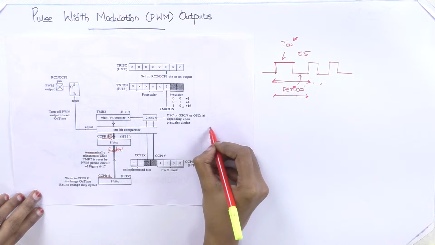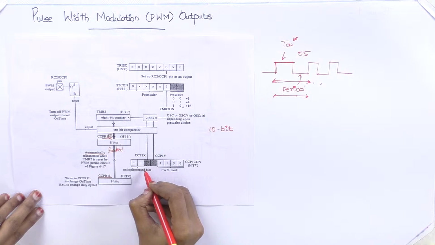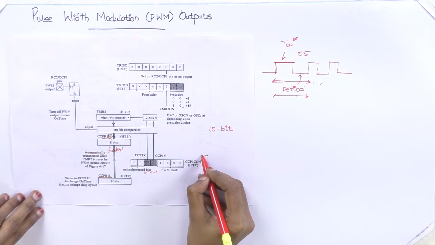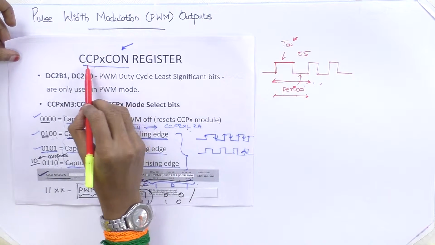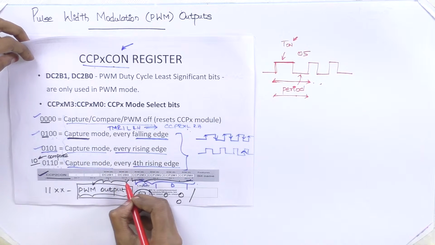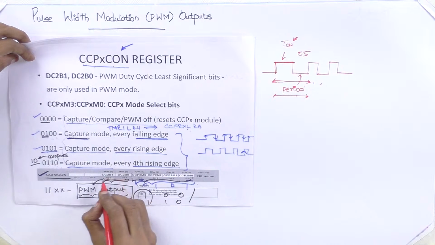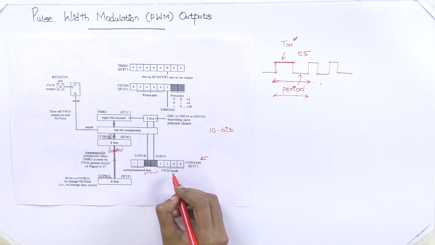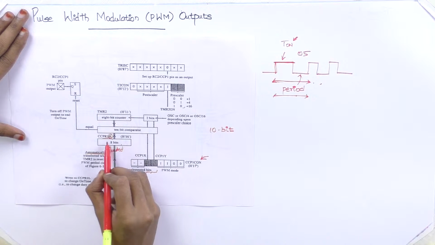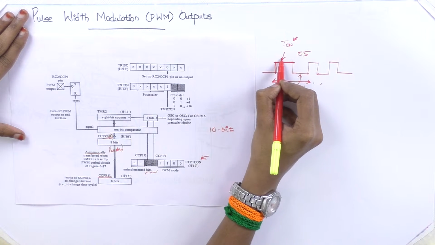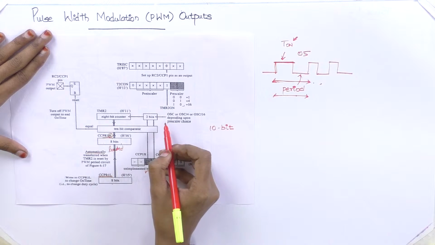As I already told you, it is a 10-bit value. This is an 8-bit value, and another 2 bits it will take from the CCP1 control register. See here, in the CCP control register, bit numbers 4 and 5 will define the 10 bits of that CCPR1. So this is what I have told you. In this same CCP1CON register, the 4th and 5th bits will give you the total 10 bits of the on period.